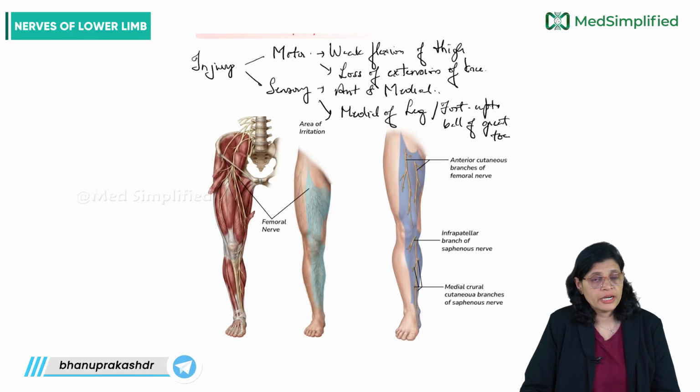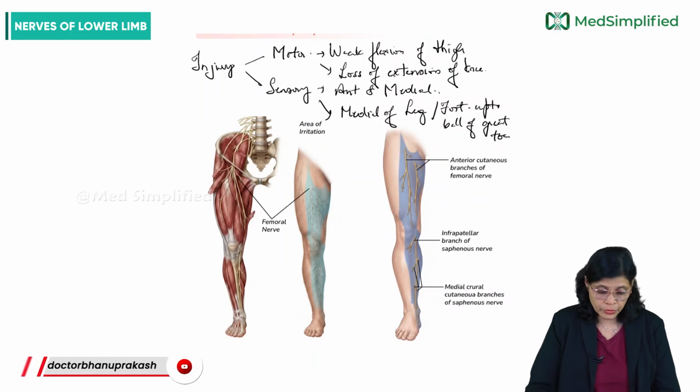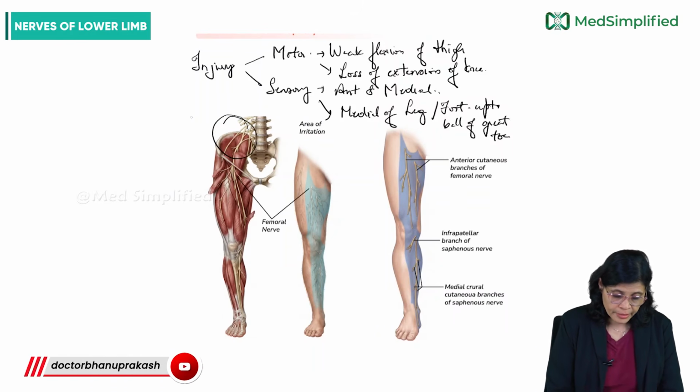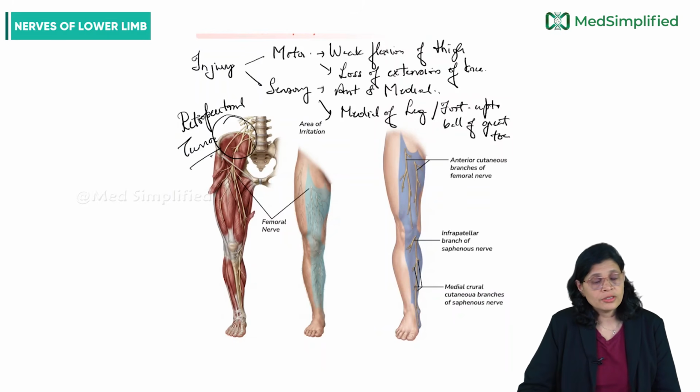The next most common condition which we see is femoral neuropathy because of femoral nerve entrapment. Now femoral nerve entrapment as such is less common in the thigh, but it can be compressed by retroperitoneal tumors, and it can cause the symptoms of femoral neuropathy. And another important cause for localized femoral neuropathy is diabetes mellitus.